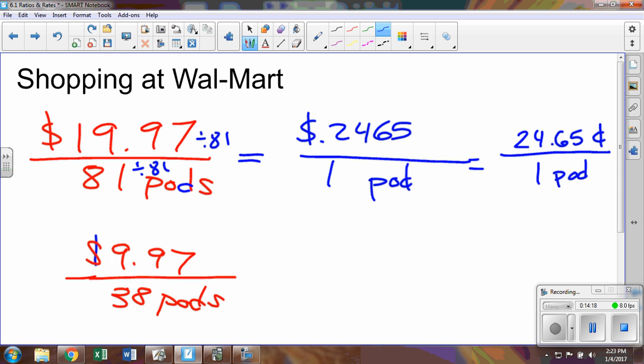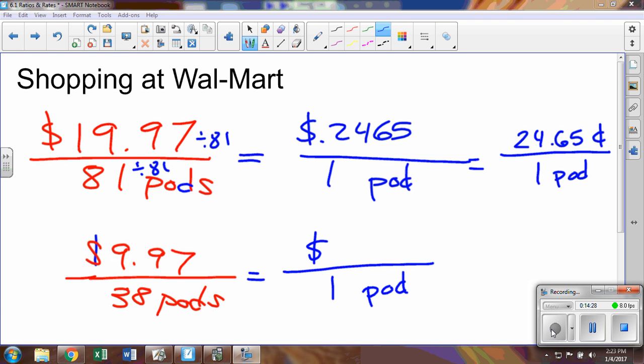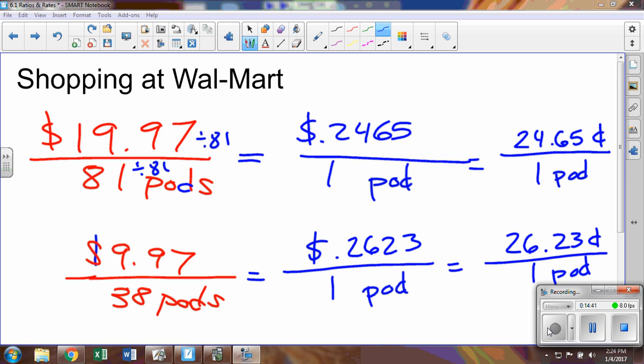Well, do the same thing. Pause the video, crunch the numbers. What do you wind up getting? So Riley gave us 0.2623, which is telling us then that that's 26.23 cents per pod. Based on that, which one did we buy? Of course, I'm cheap. We bought this one. This whole piece, 24.65 cents versus 26.23 cents.